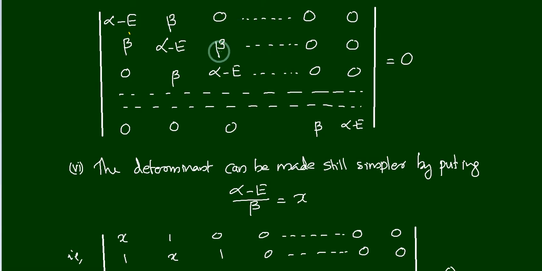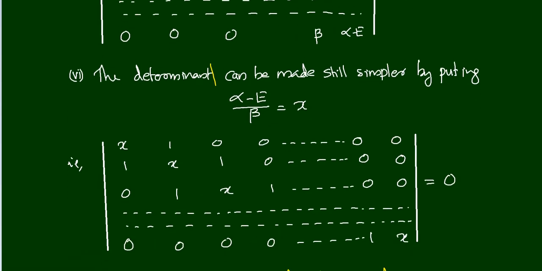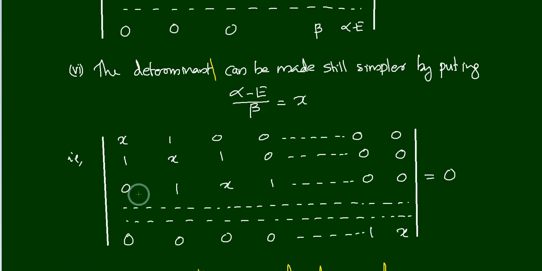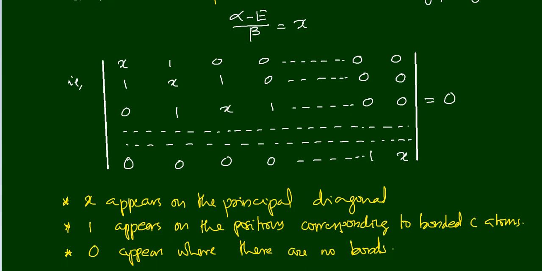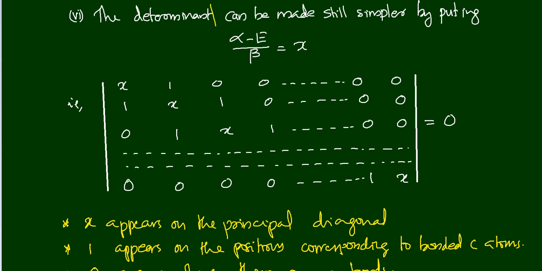So that is written there. Beta minus beta divided by beta is equal to 1, so that is written there. Okay, then the next elements are 0. Like that we can write the third row: 0, 1, x, 1, etc., 0, 0, 0. And finally we will reach the nth element, and there we will have 1 and x, the second last and the last element. And that determinant is equal to 0. Okay. So we have made the determinant simpler.